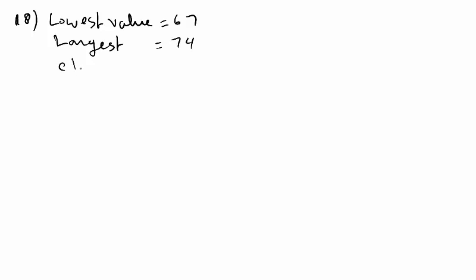So the class width, guys, as you saw the formula, will be 74 minus 67 divided by 5, which is going to be 7 divided by 5, which is going to be about 1.4. But as you learned, you always have to round up. So you should round up to 2. 1.4 will go up to 2.